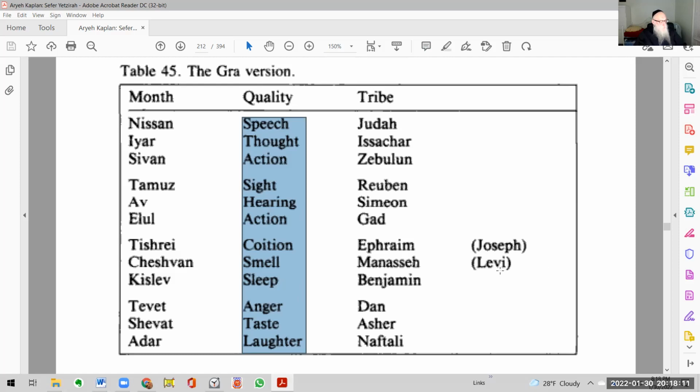And that fits much more with Levi, because the Levites were the ones who worked in the temple, and they were involved with sacrifices. And a certain section of the Levites, the Kohanim, the priest and the high priest, were also from the tribe of Levi. In any event, Kislev, the month of Kislev, is a month that's deep in the winter, corresponds to the month of sleep. Tevet corresponds to the month of anger and the tribe of Dan. Shvat corresponds to taste. And finally, Adar corresponds to the concept of laughter.